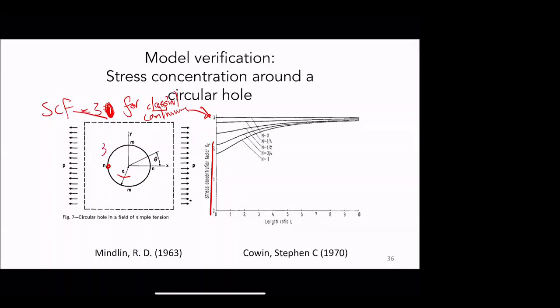Okay, so now what we try to see is whether we can recover what Stefan Cohen did. By introducing the micropolar mechanics model that introduces the size effect, if I change the size of the voids, I will start to see the stress concentration factor change according to the size of the voids.